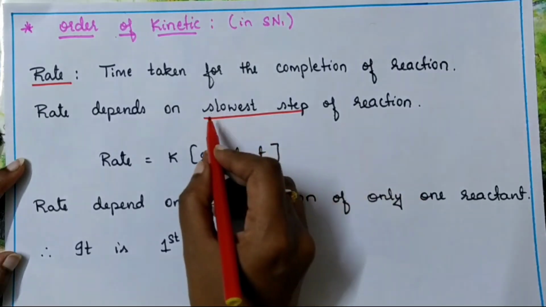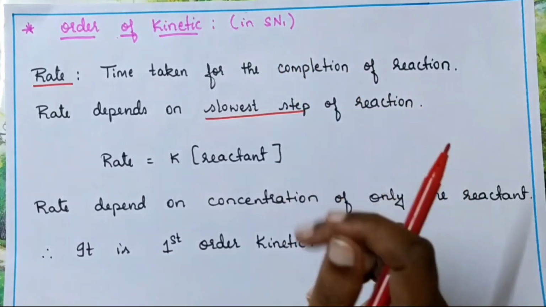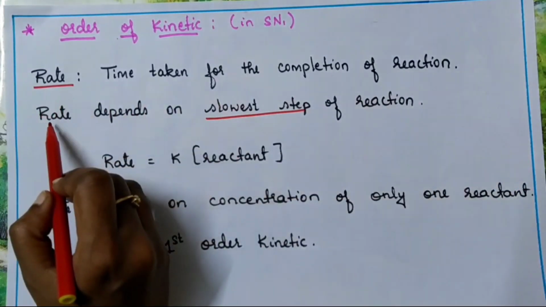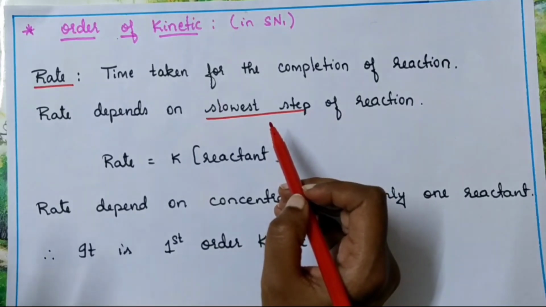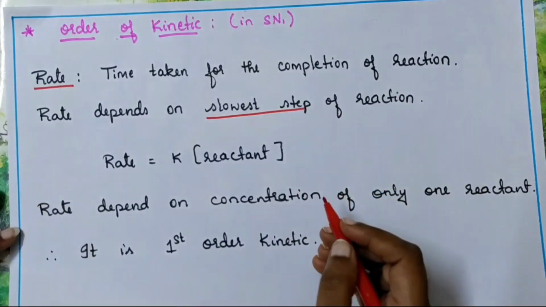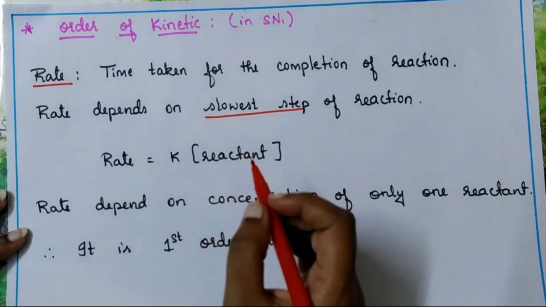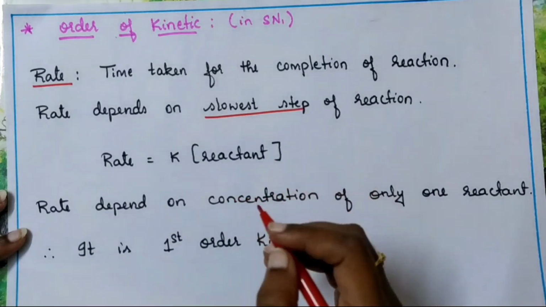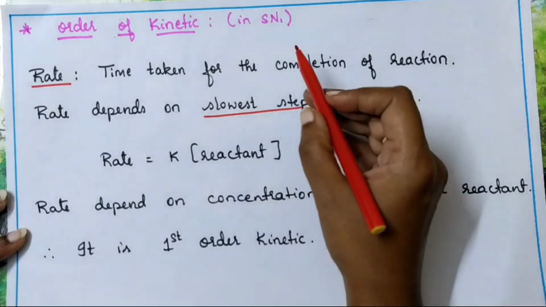I am saying this because the SN1 reaction takes place in 2 steps, in which one of the steps is the slowest step, and the rate depends on that particular slow step. The reactants involved in the slow step give the rate of the reaction. In SN1, the first step is the slow step. In the slow step we use only one reactant. Only one reactant is responsible for the rate of the reaction in SN1.